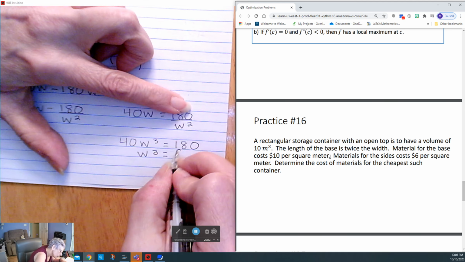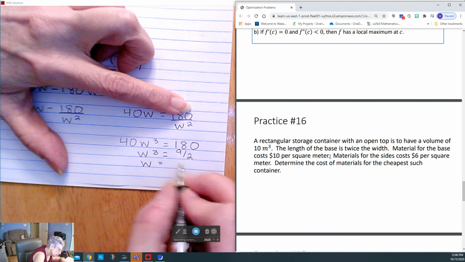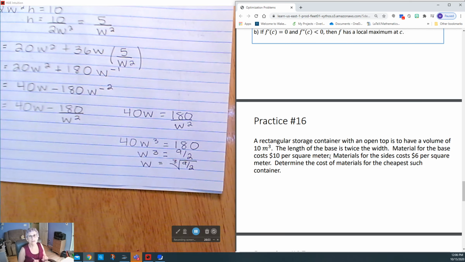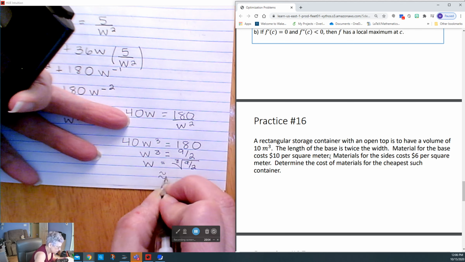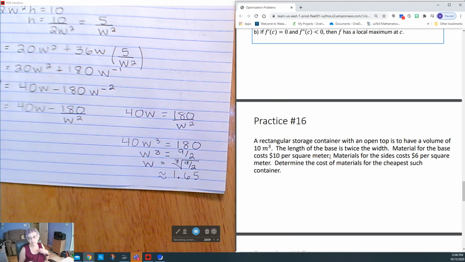I don't need to use the calculator for that. So W is equal to the cube root of 9 halves. That's the exact answer that WebAssign would want, but I have no idea what length the cube root of 9 halves is. So let's take 9 over 2 and raise it to the 1/3 power. And I get something that's really close to 1.65.